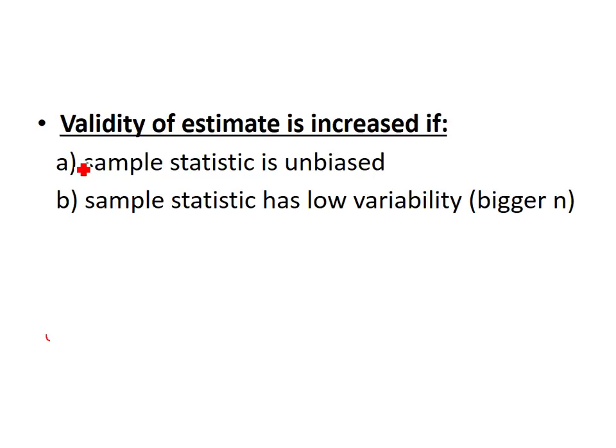Validity of estimate is increased if the sample statistic is unbiased and has a low variability. All this means is the bigger N we have, the bigger sample size we have, the better off we are. We should already know that. The bigger our sample is, the better chance we've got of getting close to where we want to be, a good estimate.